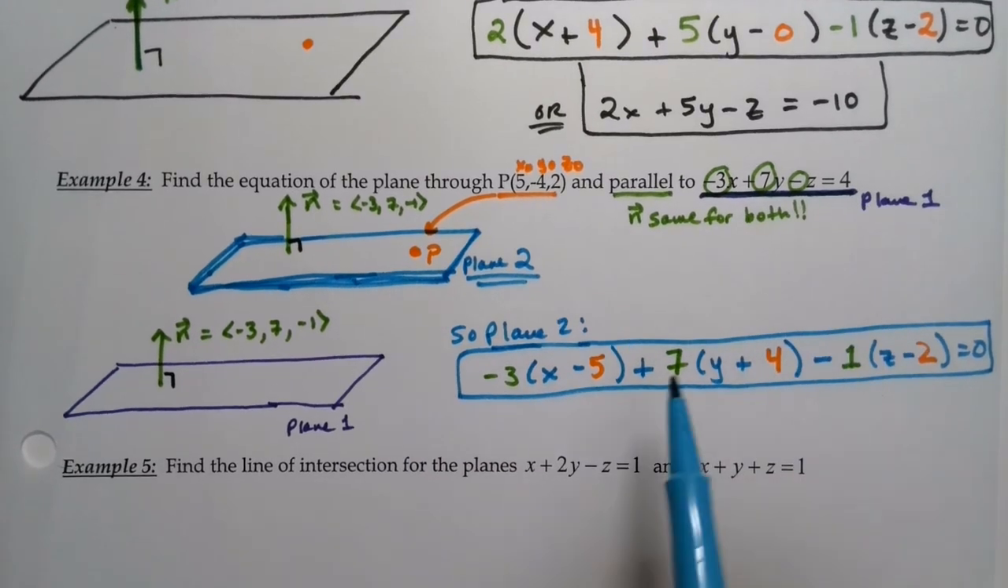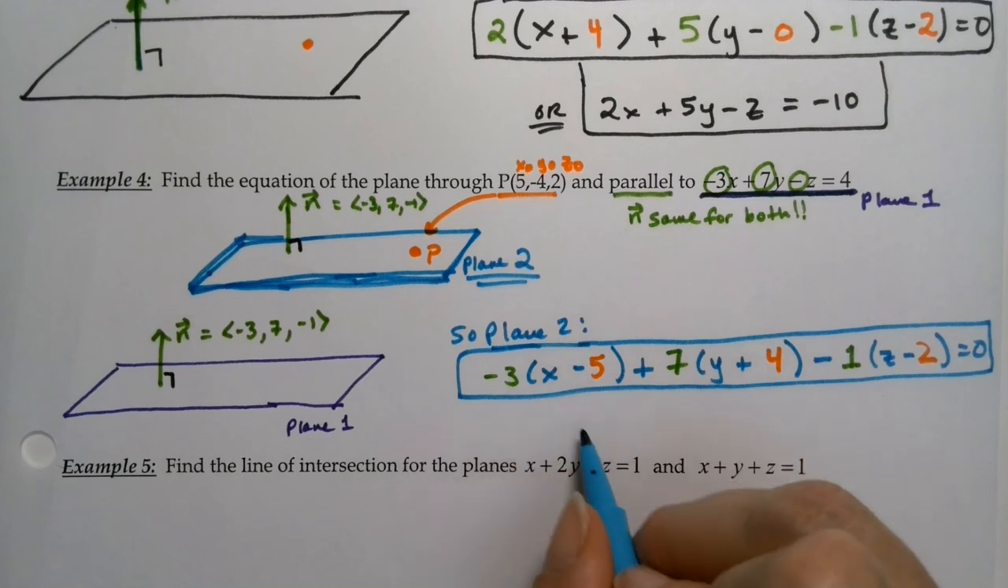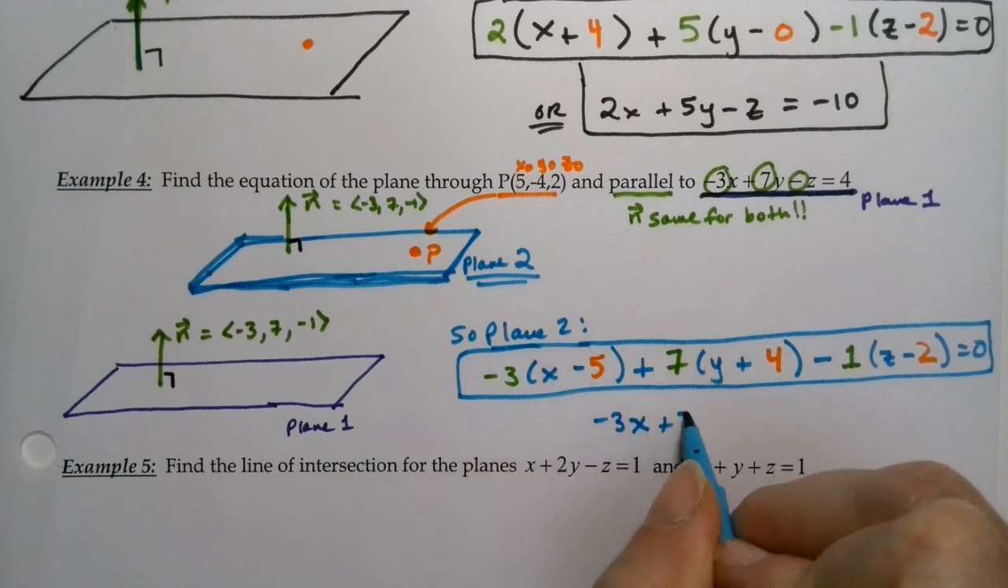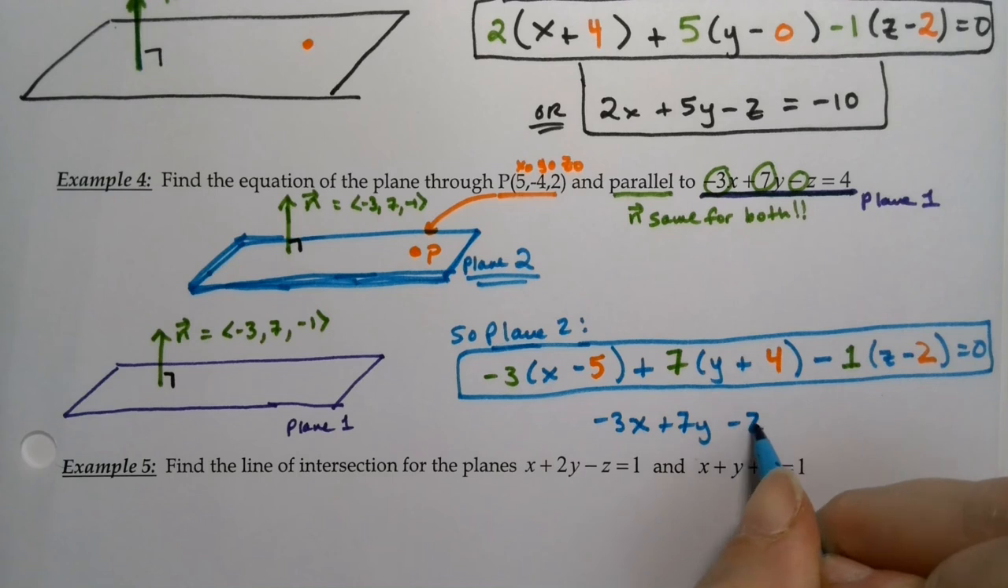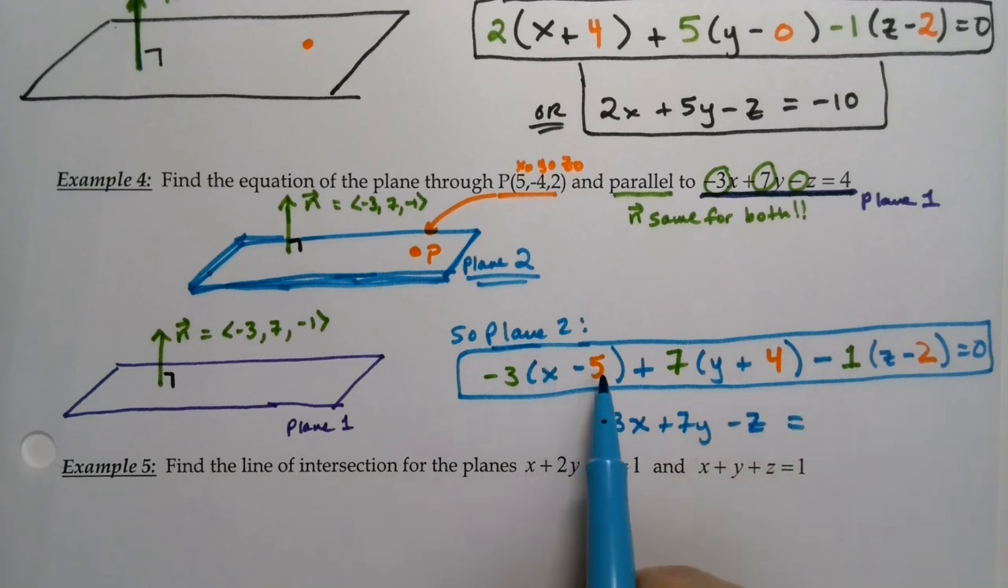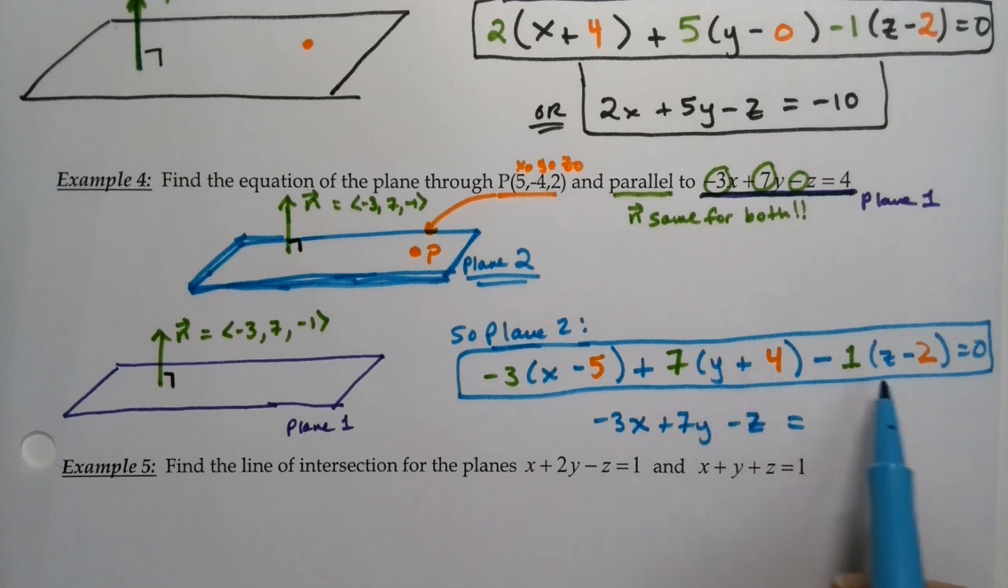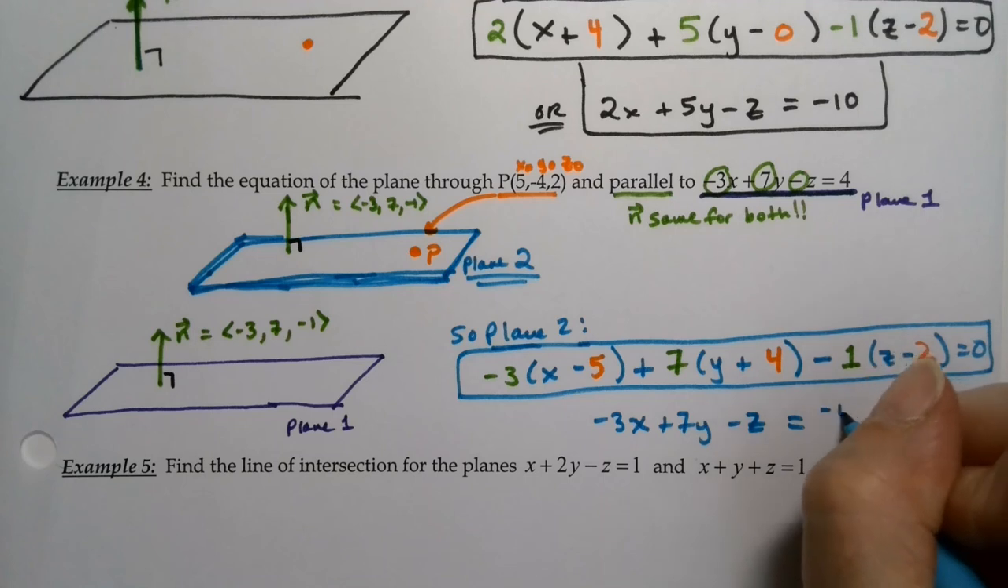All right, and then if you want to write this out a different way, of course, -3x plus 7y minus z equals, let's see, that's 15 and 28, and then another 2, so that's 45, right? So that equals -45.